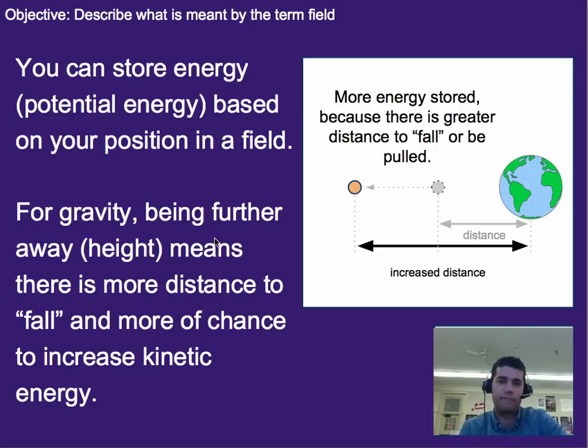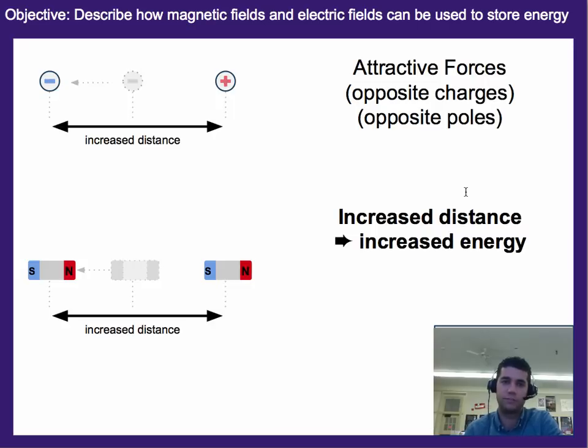So in looking at gravity, we can store energy based on its position, and namely we do that by increasing the distance. The amount of distance increases the amount of energy stored, because it's got further that it could fall. Now, that's true for attractive forces, but in a repulsive force, it's actually the opposite. So let's look at attractive forces first.